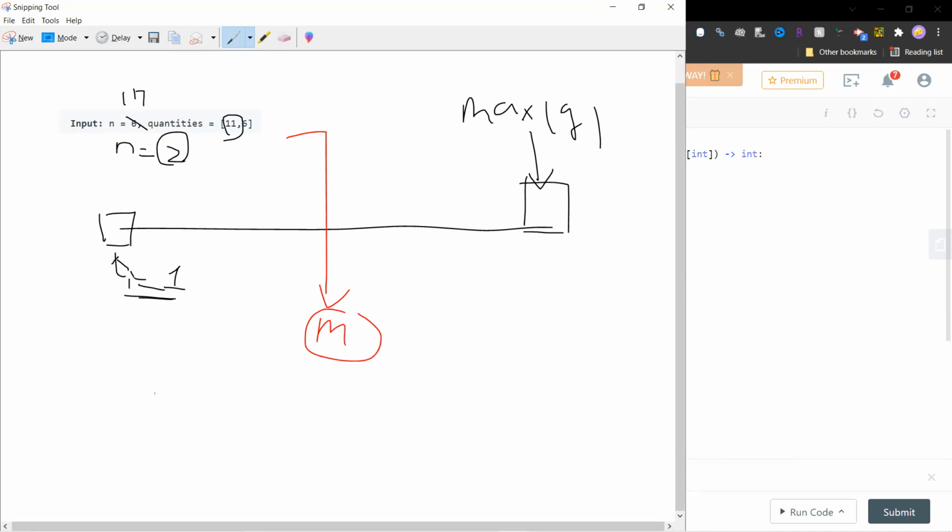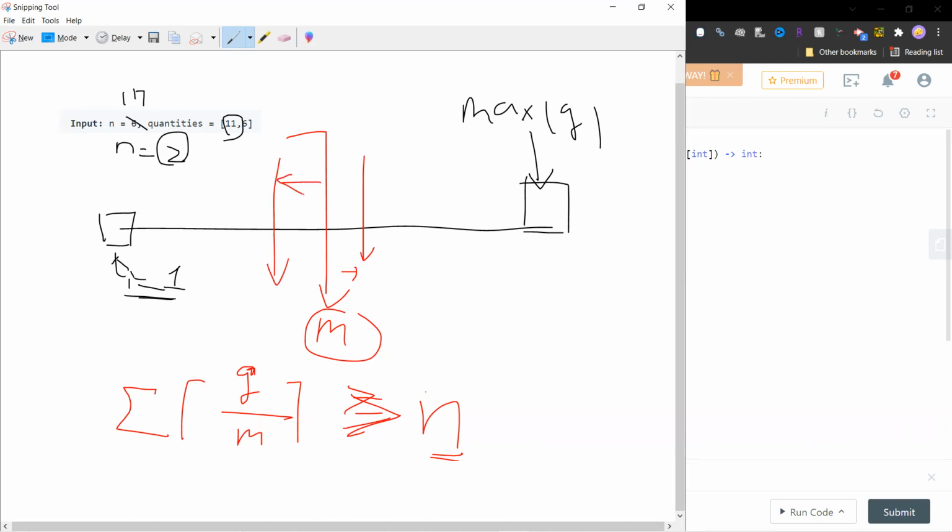You go through all the quantities. Let's say g is a quantity; divide by m, take the ceiling, and then see whether this total is greater than n. If it is greater than n, that means you need more stores, which cannot be the answer. So that means your m is too small, so you should move your left pointer i to m plus 1. Otherwise, you just keep going and try to find the minimum.